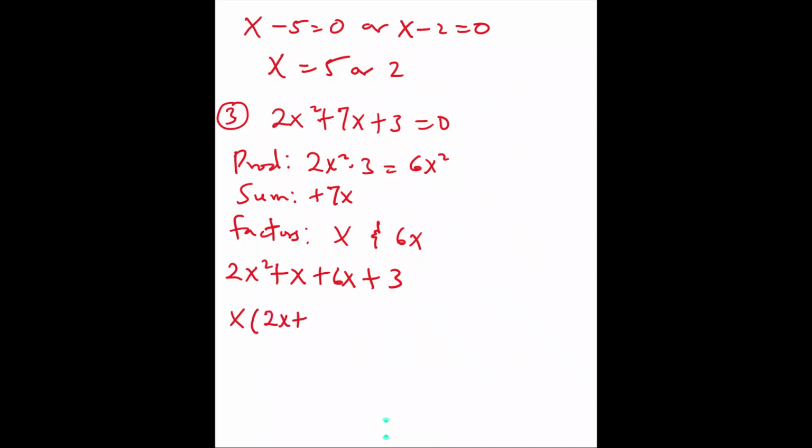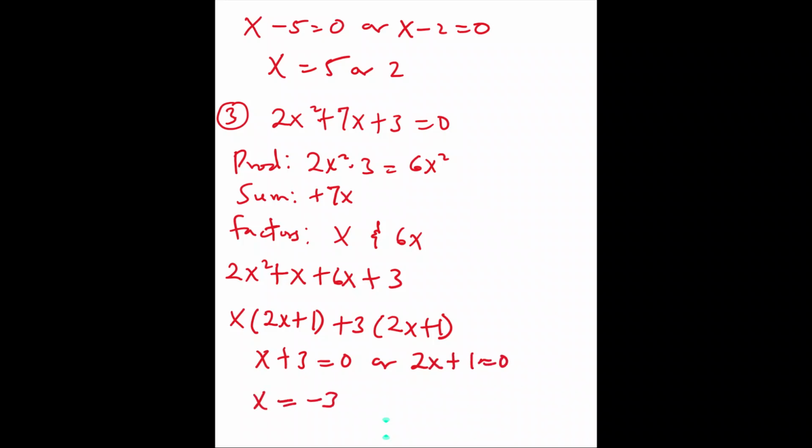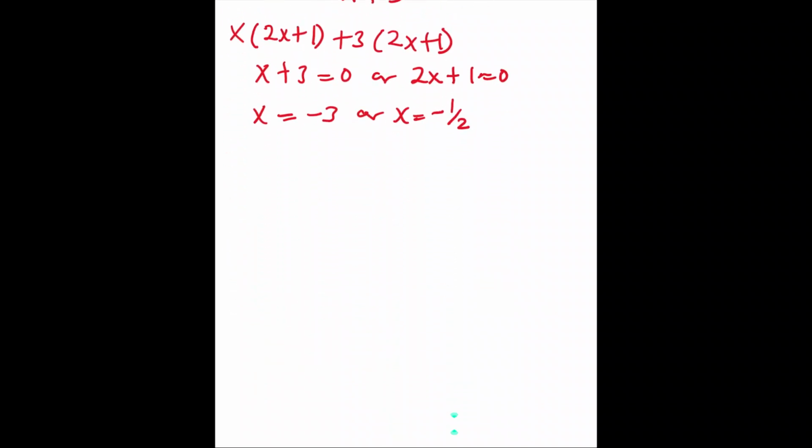Okay, so let's convert it like x times 2x plus 1 plus 3 times 2x plus 1. Okay, so that will be x plus 3 is equal to 0, or 2x plus 1 is equal to 0. So that will be x is equal to minus 3, or x is equal to minus 1 over 2. So that's it for number 3.